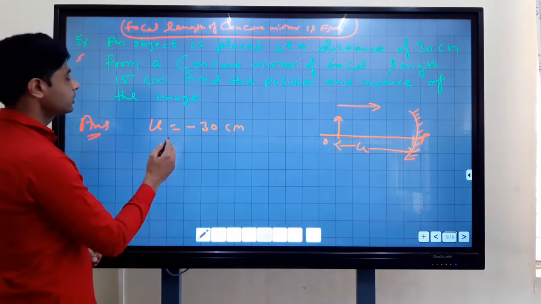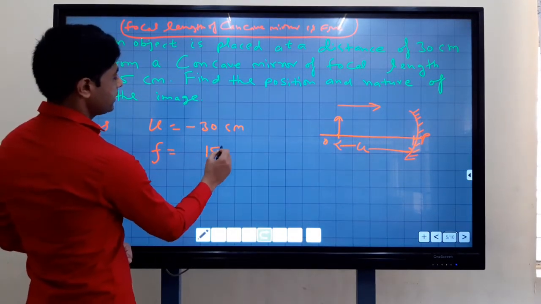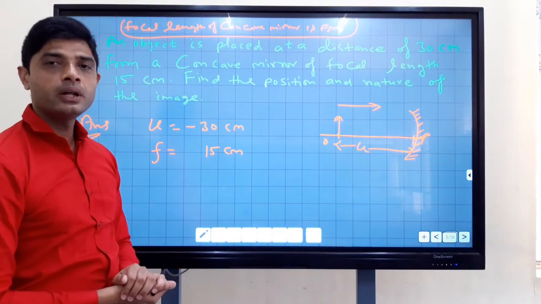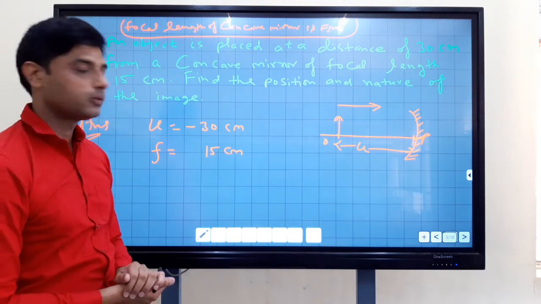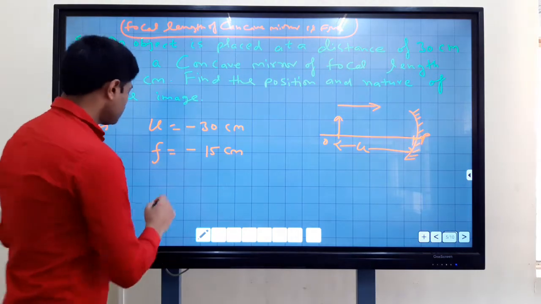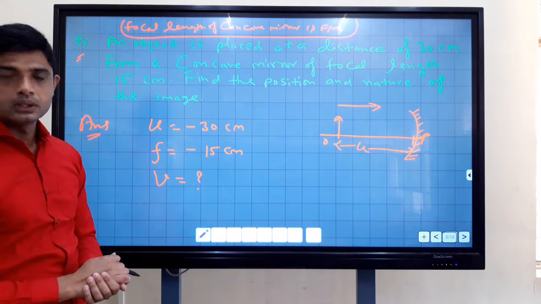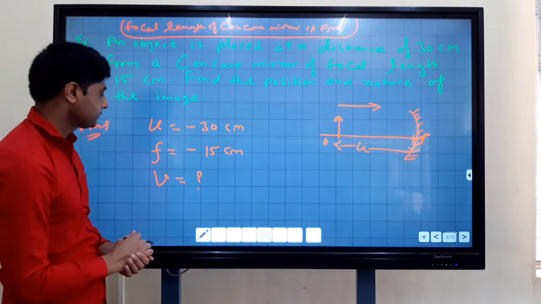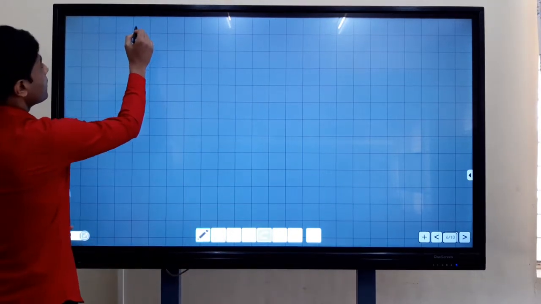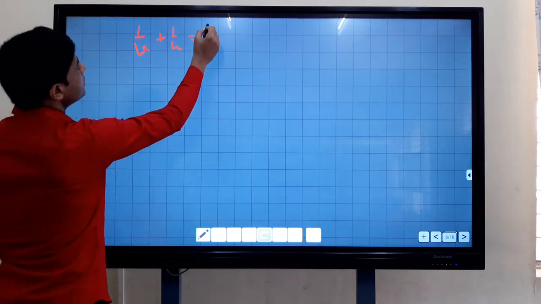And the focal length of the concave mirror is f equal to 15 centimeter, but as you know, the focal length of a concave mirror is always negative. Okay, so we have to find the value of v. Then by using the mirror formula, 1 upon v plus 1 upon u equal to 1 upon f.